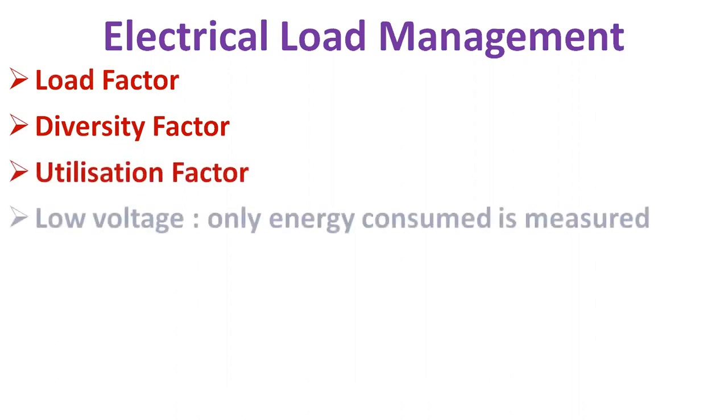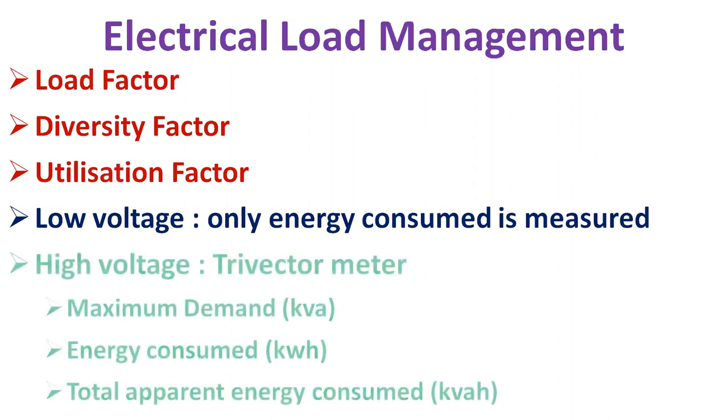Normally, for low voltage consumers, only energy consumed is measured. But for a bulk electricity consumer with a high voltage connection, the meter used is called a trivector meter. This meter measures the maximum demand in kVA, energy consumed in kilowatt hours, and total apparent energy consumed in kVA-H. From these measurements, one can calculate the average power factor as kWh by kVA-H.